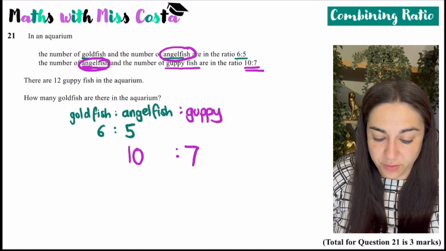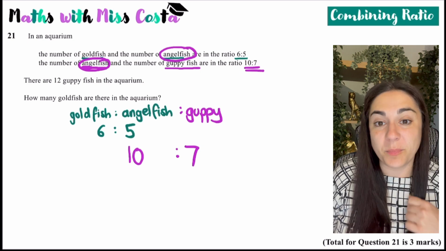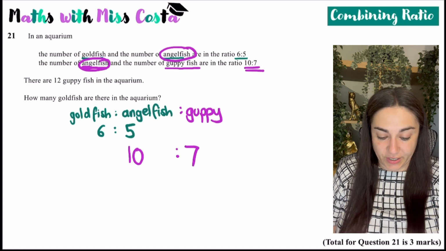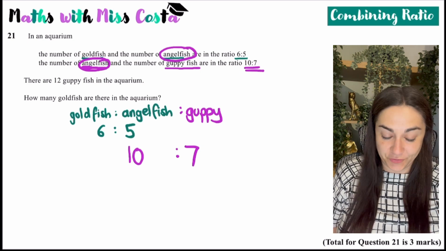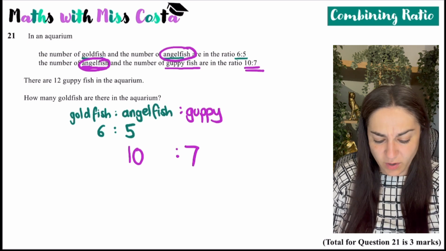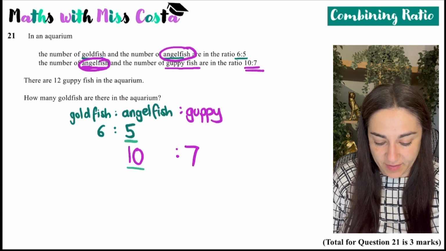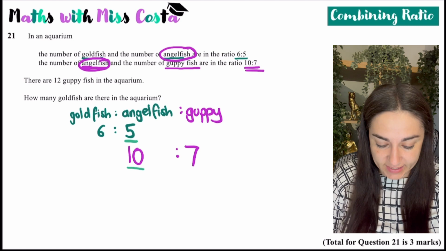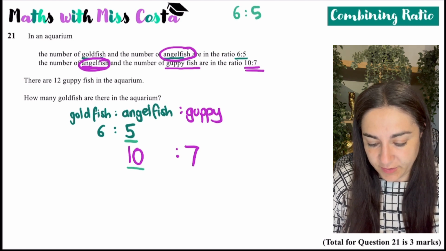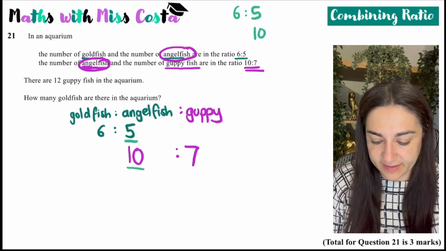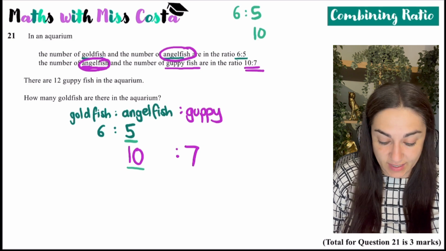So I've got three different things that I somehow want to combine so I can compare them. The thing that is in common is the angelfish. What I want to do is make it so that they are equivalent ratios. So if I think about it, the ratio is 6:5. How can I get it so that it's equivalent?